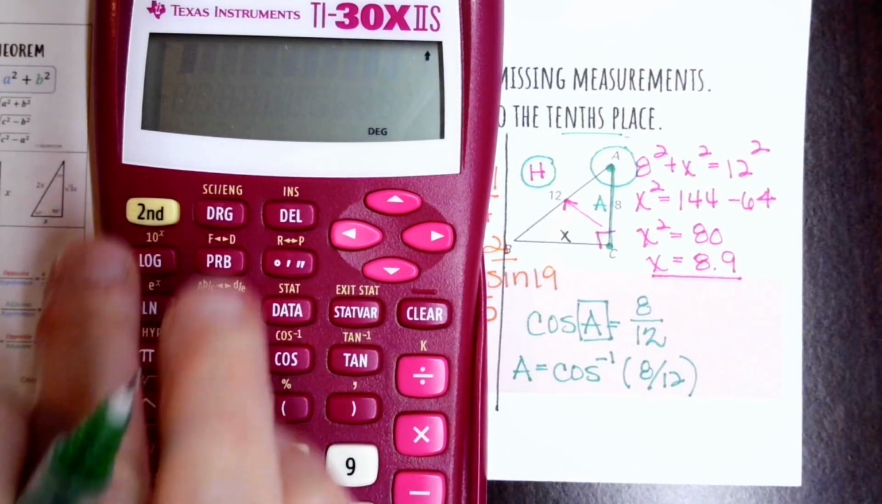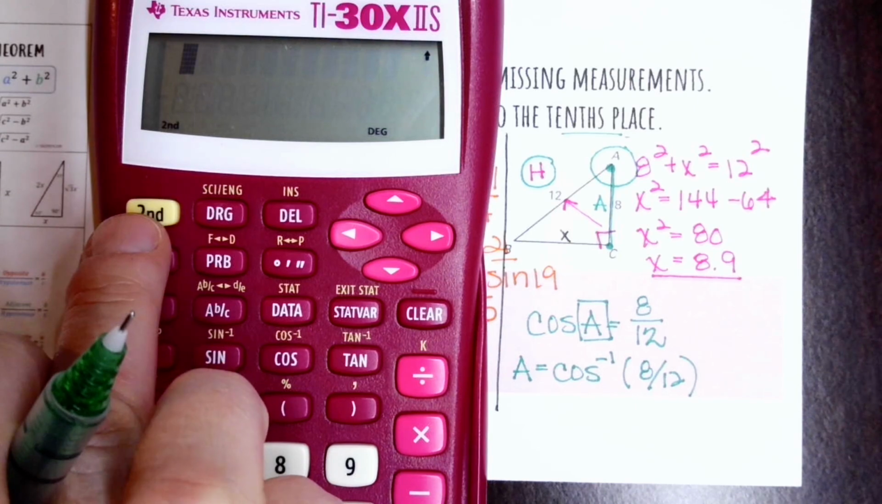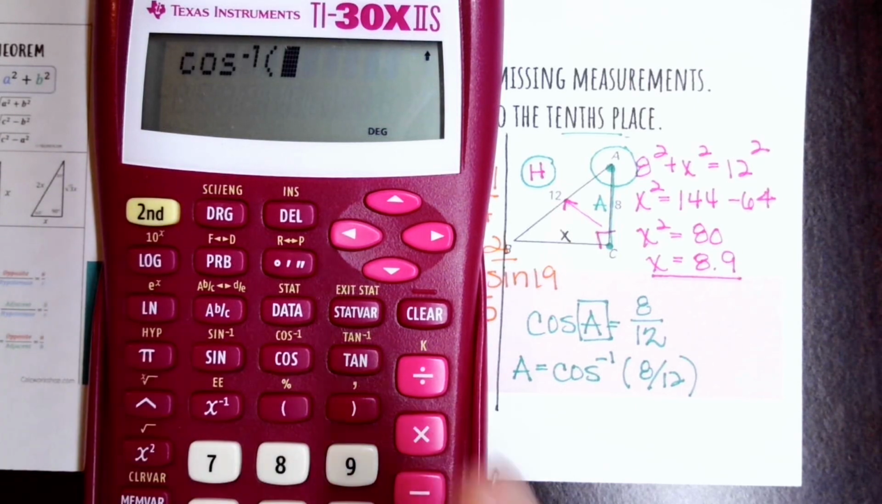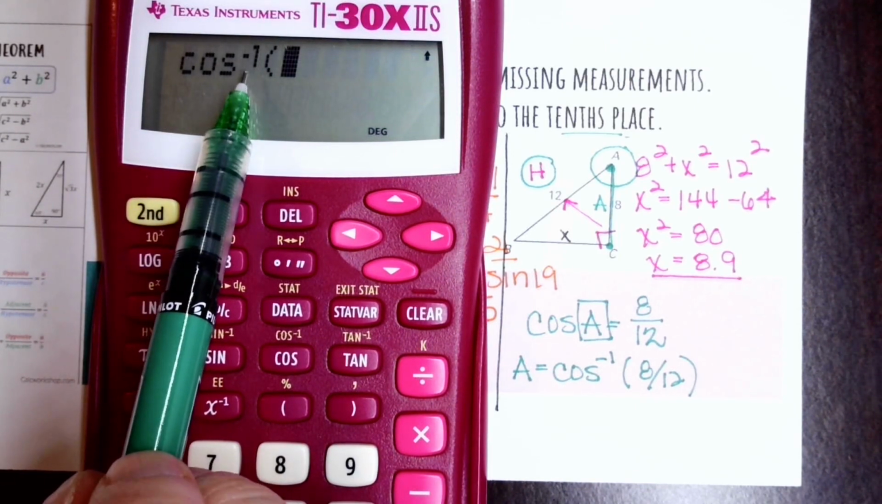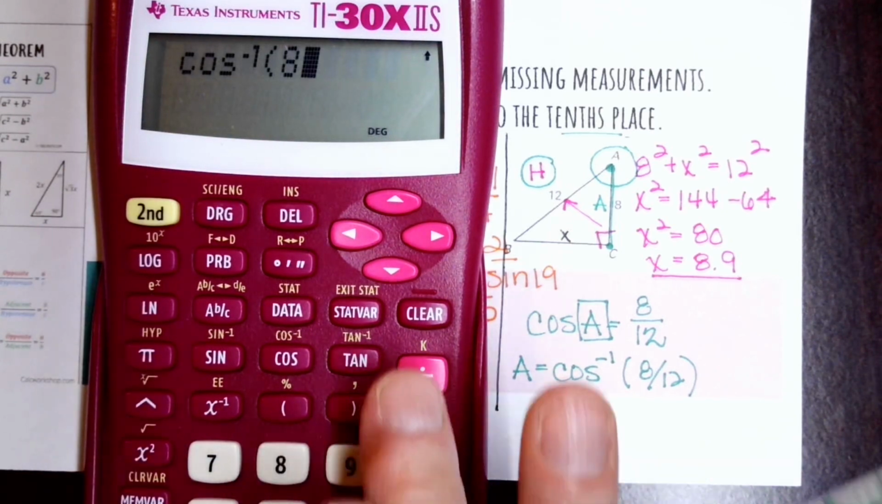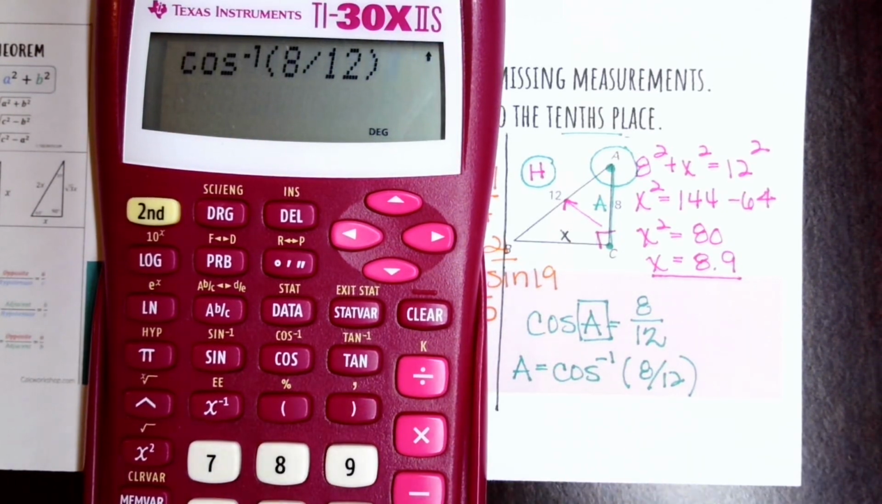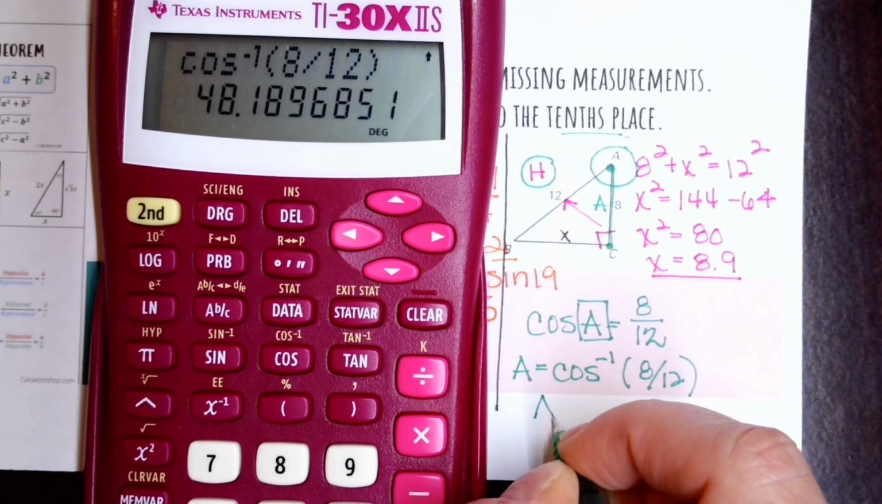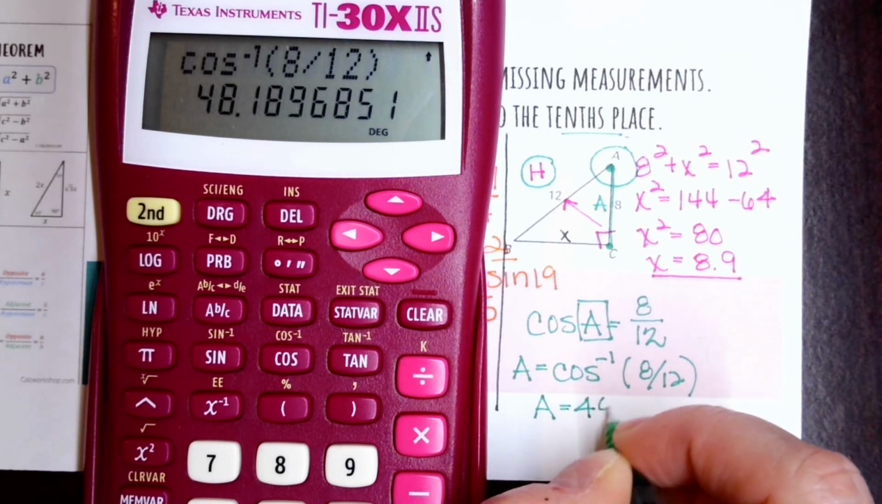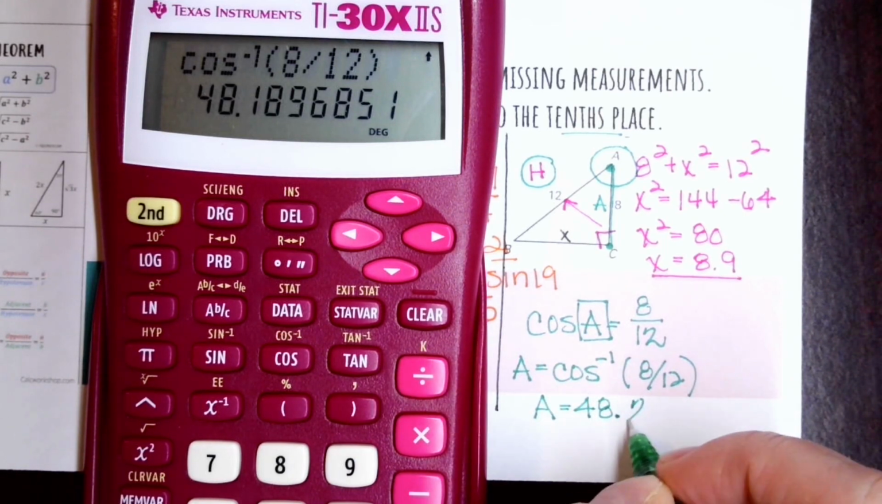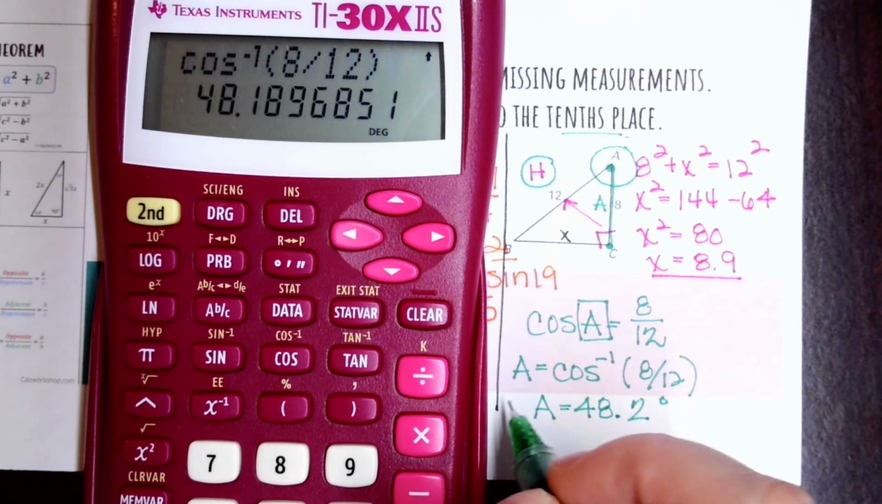Okay, so on our calculator, we use the second key and the cosine function, right? You know you've got the angle because you're going to get that little -1 there. And then I type the fraction just like we had it. And so angle A should come out to 48. Again, we'll go to the tenths. So 48.2, and that's a degree, right? And that's an angle.